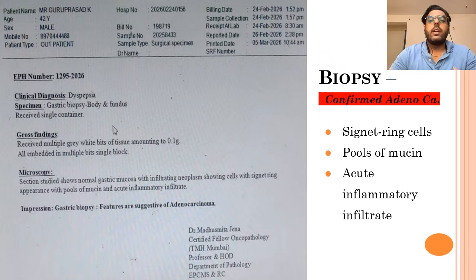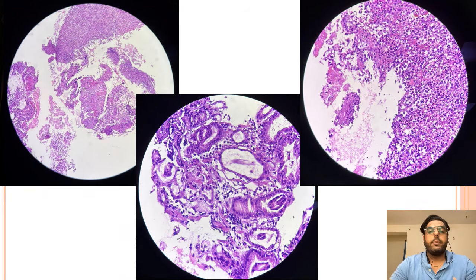On biopsy, signet ring cells and pools of mucin were seen, which confirmed adenocarcinoma. Also, there was acute inflammatory infiltrate.